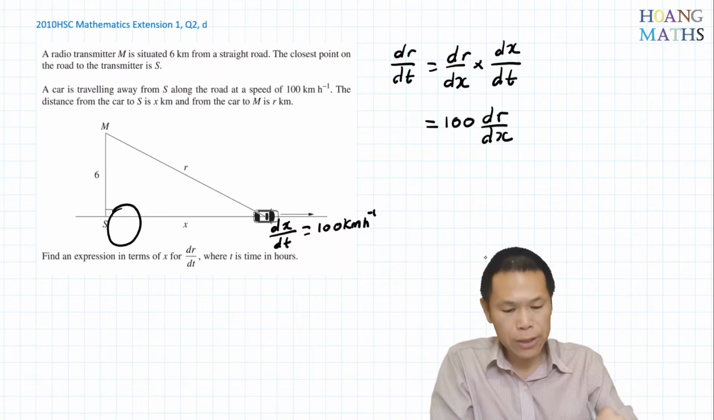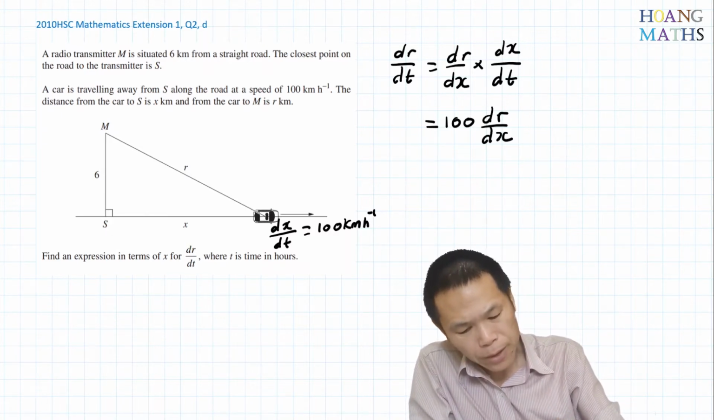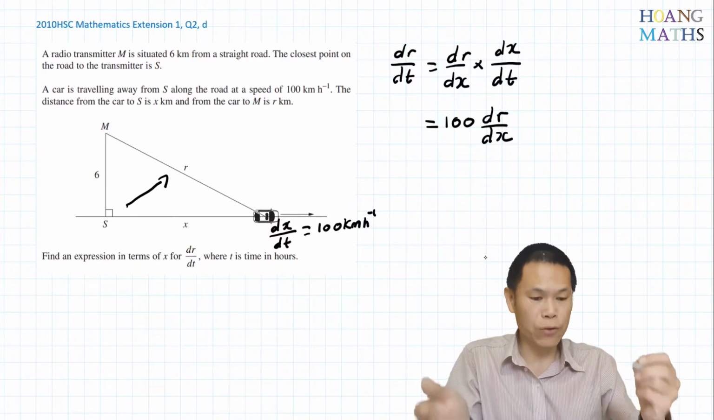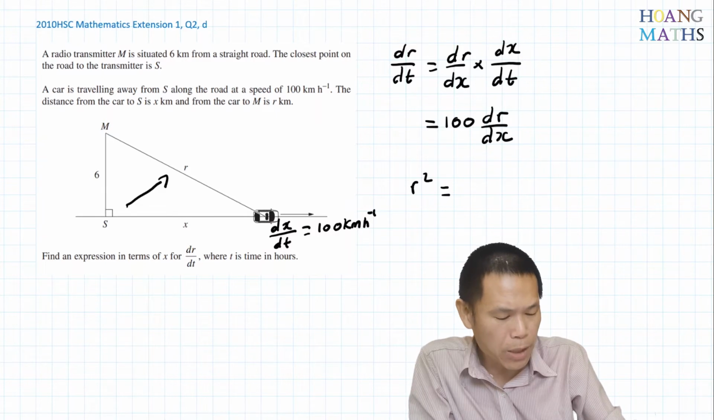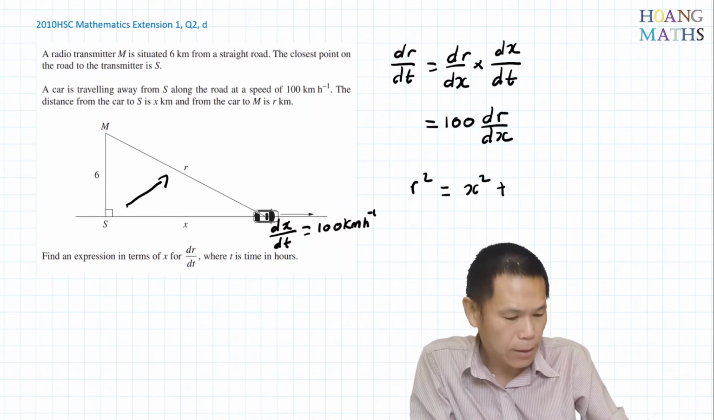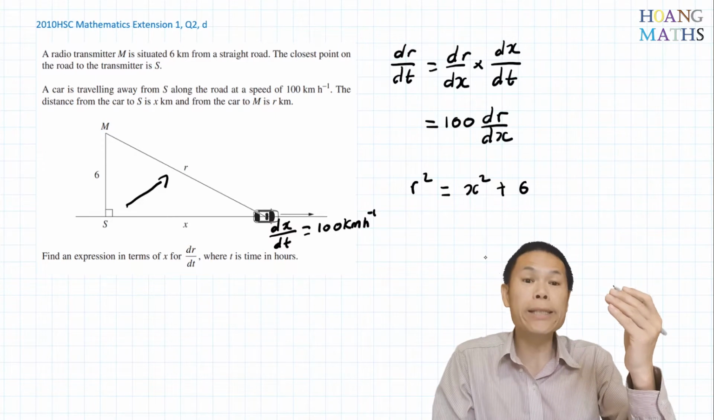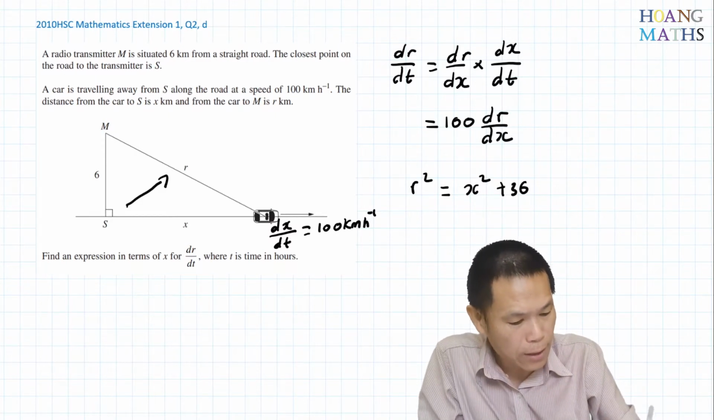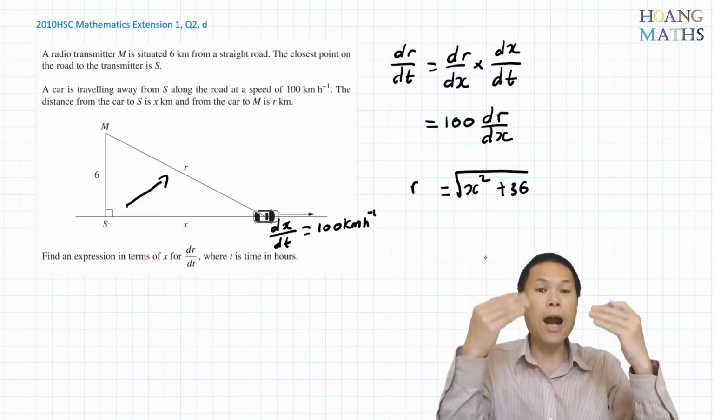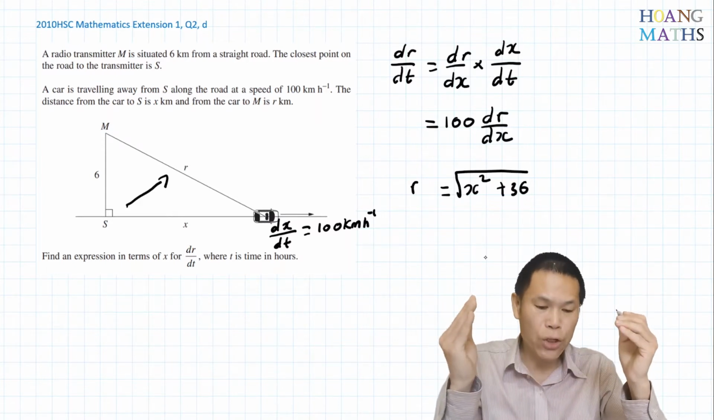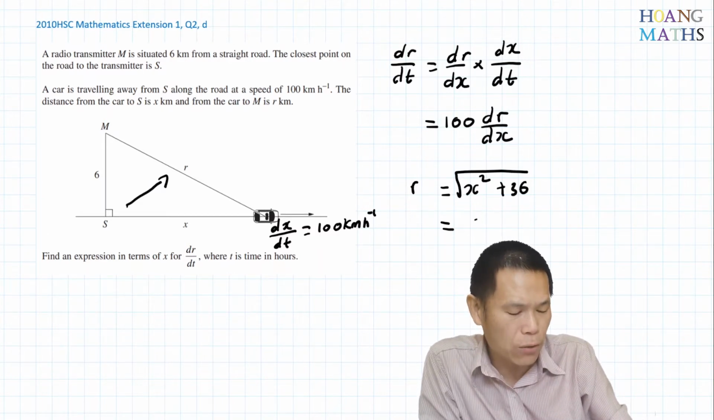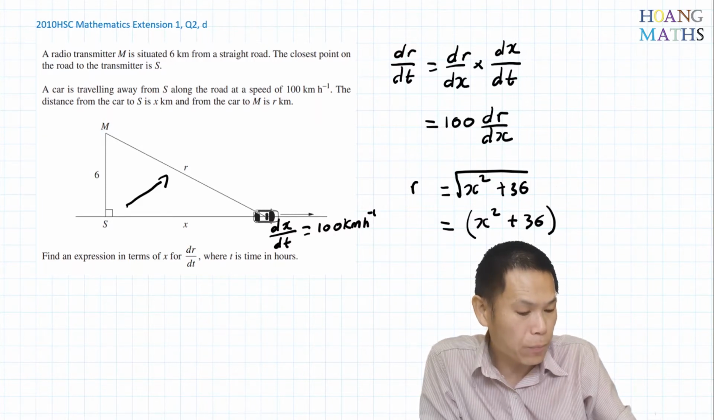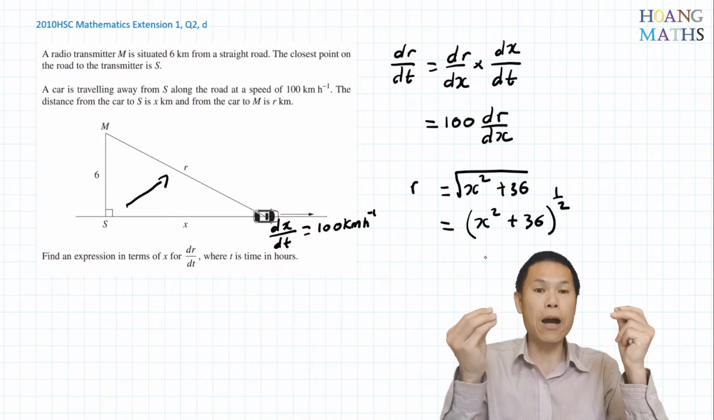From Pythagoras theorem, r is the longest side, the hypotenuse if you like. So r squared is x squared plus 6 squared. But 6 squared is 36. So I just write 36, and this is the square root to give me r. Now we want to differentiate r with respect to x. To do this, I write it in fractional form first: r equals (x squared plus 36) to the power of a half. Write in fractional index, so power half. That's what that meant.